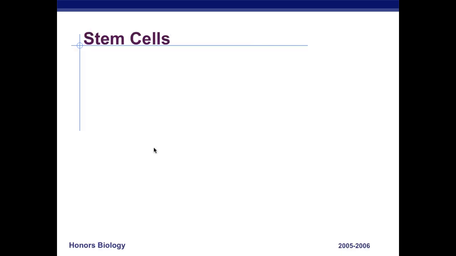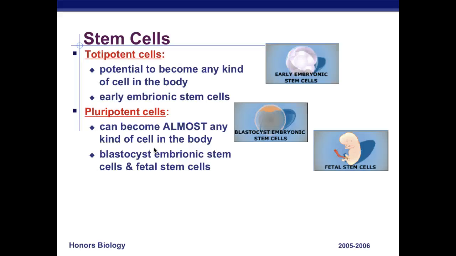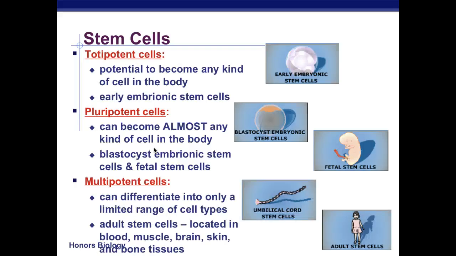So stem cells. Stem cells, like I said, are undifferentiated cells, so they do not know exactly what they're going to become. There are 3 types of stem cells. There's the totipotent cells, there's the pluripotent, and there's the multipotent. The totipotent cells have the potential of becoming any kind of cell in the body. These cells are stem cells that develop early, the early embryonic stem cells. So they are the initial cells that you start off with that are completely undifferentiated and are still figuring out what they are going to develop into.